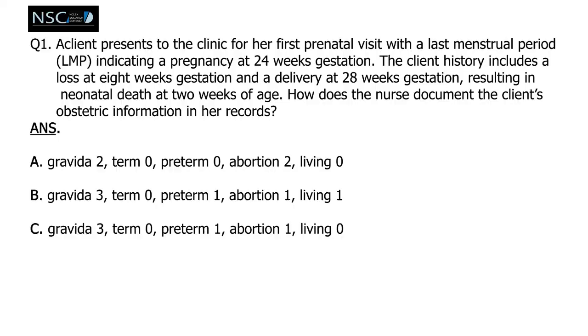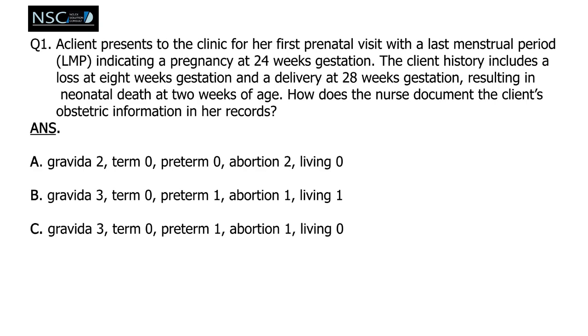Question number 1. A client presents to the clinic for her first prenatal visit with a last menstrual period indicating a pregnancy at 24 weeks gestation. The client's history includes loss at 8 weeks gestation and a delivery at 28 weeks gestation, resulting in neonatal death at 2 weeks of age. How does the nurse document the client's obstetric information in her records?